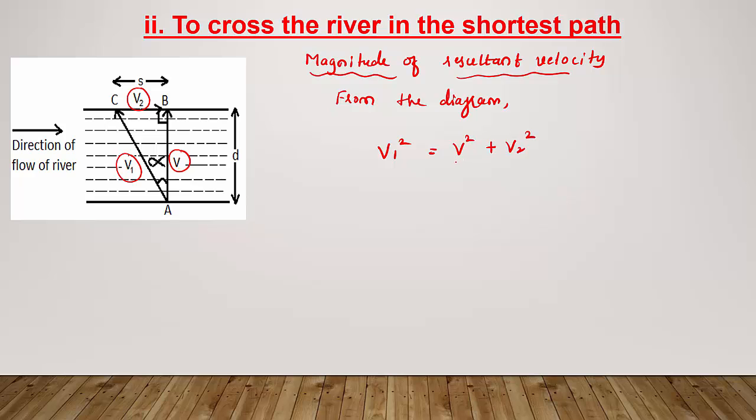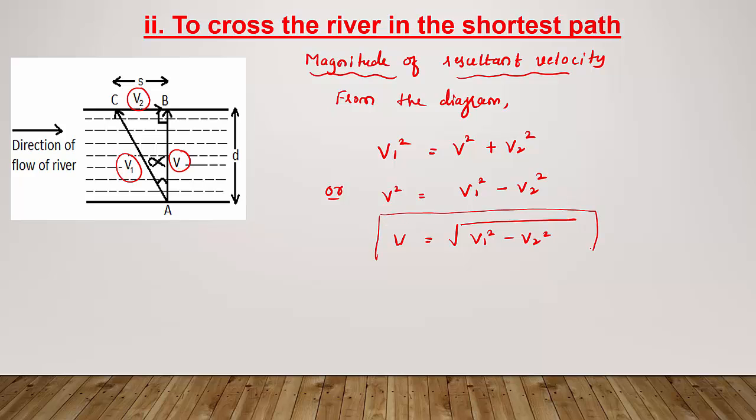But we want resultant velocity V. So this equation can be written as V square equal to V1 square minus V2 square. Or we want the value of V equal to, we can write square root of V1 square minus V2 square. So this gives magnitude of resultant velocity. Is it clear? Let us take it as equation 1. What is the magnitude of resultant velocity? V equal to square root of V1 square minus V2 square.